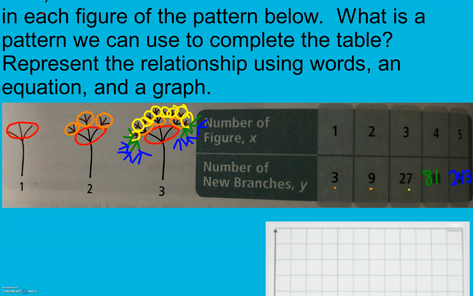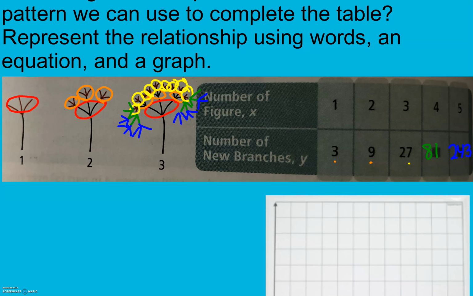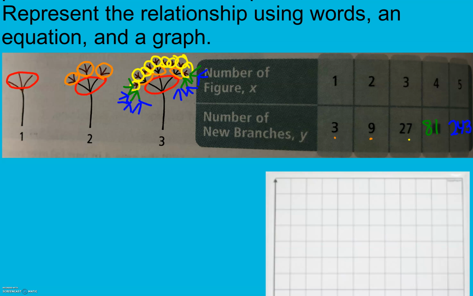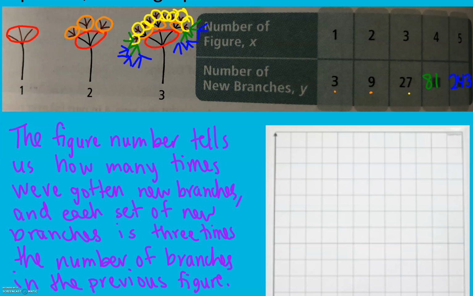To figure out our pattern that we can complete the table, we did it from the picture here. So in words, we could say, this was an answer that I got in one of the classes: the figure number tells us how many times we've gotten new branches, and each set of new branches is 3 times the number of branches in the previous figure. So for example, in figure 5, we've had new branches 5 times. So 3 times 3 is 9, times 3 is 27, times 3 is 81, times 3 is 243.